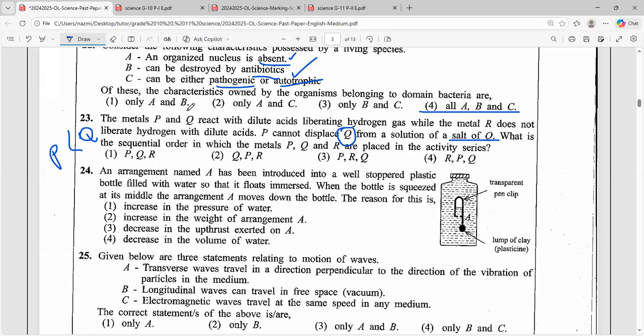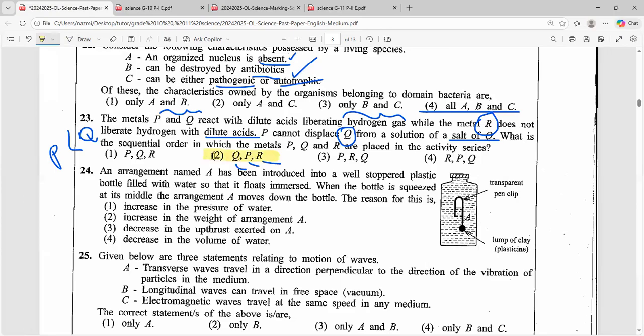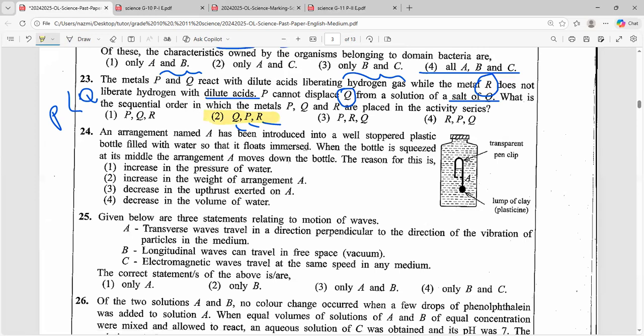Now P and Q are reacting with dilute acids and giving hydrogen gas, then they are very strong metals. But R is not liberating hydrogen with dilute acid. That means it's a low reactive one. R is less reactive than the other two. So what is the sequential order? Who is more reactive? Q, second P, last is R. That's how they will be in the activity series, high to low. Clear? 23rd, second one.